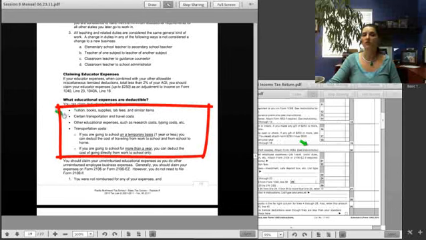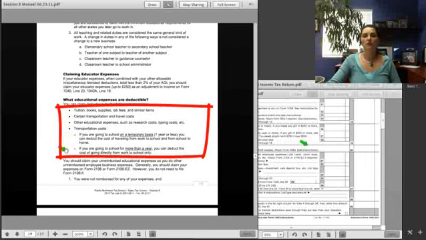Other educational expenses such as research costs, typing costs, etc., and transportation costs are deductible if you are going to school on a temporary basis, that is, one year or less. You can deduct the cost of traveling from work to school and from school to home. But if you are going to school for more than a year, you can deduct the cost of going directly from work to school only.